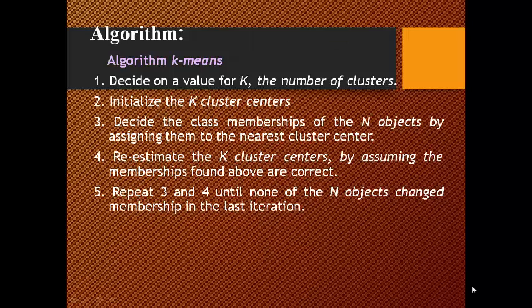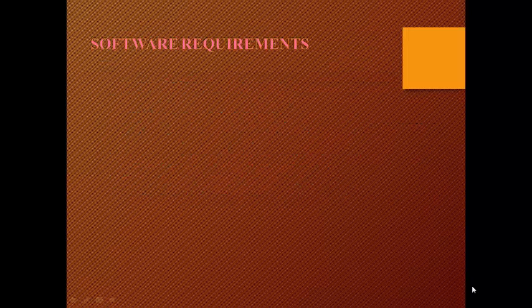Algorithm used by the K-means. Decide on a value for K, the number of clusters. Initialize the K cluster centers. Decide the class memberships of the N objects by assigning them to the nearest cluster center. Re-estimate the K cluster centers by assuming the memberships found above are correct. Repeat steps 3 and 4 until none of the N objects change membership in the last iteration.